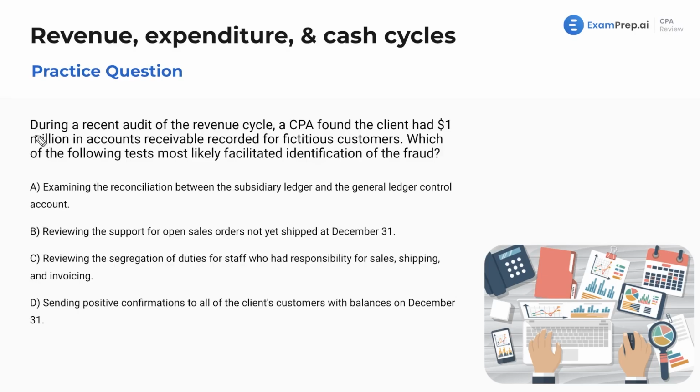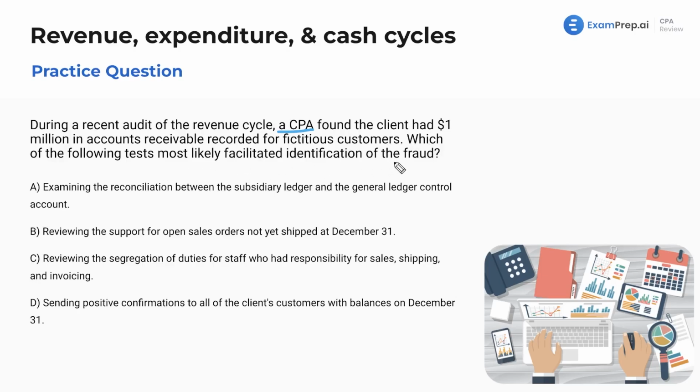Beginning off, we see that during a recent audit of the revenue cycle, a CPA found the client had $1 million in accounts receivable recorded for fictitious customers. Good job on the CPA. Wonderful job. Congratulations. Which of the following tests most likely facilitated identification of the fraud?